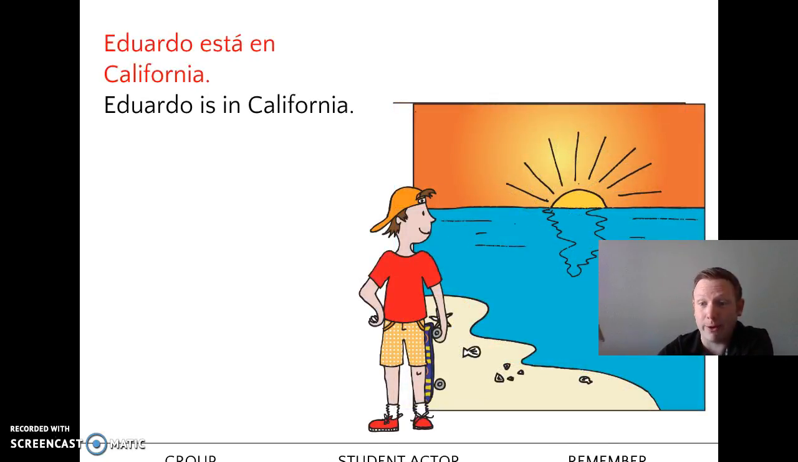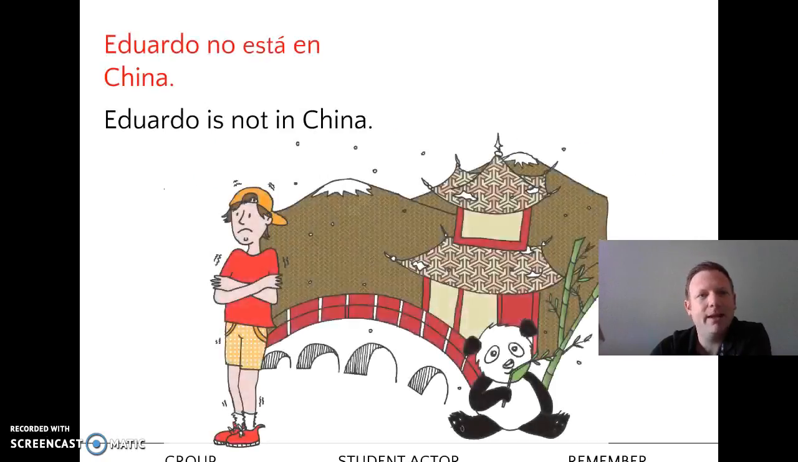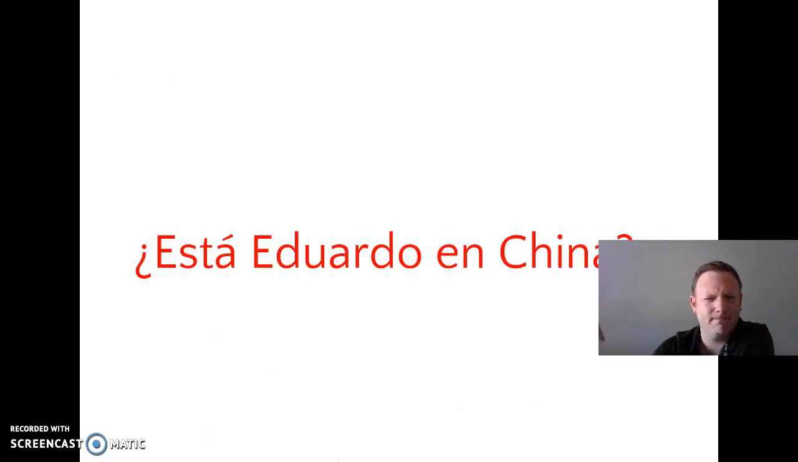Eduardo está en California. Clase, ¿Eduardo está en México? No. ¿Eduardo está en Honduras? No. ¿Eduardo está en California? Sí. ¿Pero dónde está Eduardo? Eduardo no está en China, ¿verdad? No, no está en China. ¿Está Eduardo en China? No, es obvio.